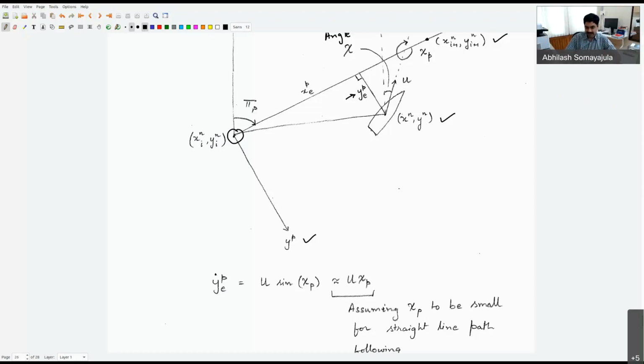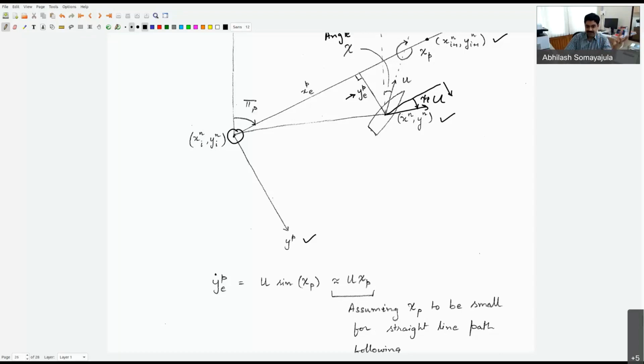Just imagine, let's say that the craft is oriented the same way, but the velocity is pointed this way. Then if I draw the line parallel to the line connecting the two waypoints here, this is the angle, correct? Which will be psi p. U times sine of chi p will be the velocity which is pointing in this direction, correct? And that will directly impact my YE dot.